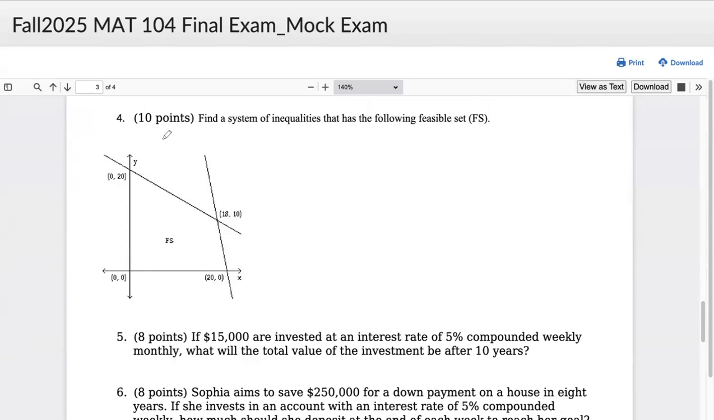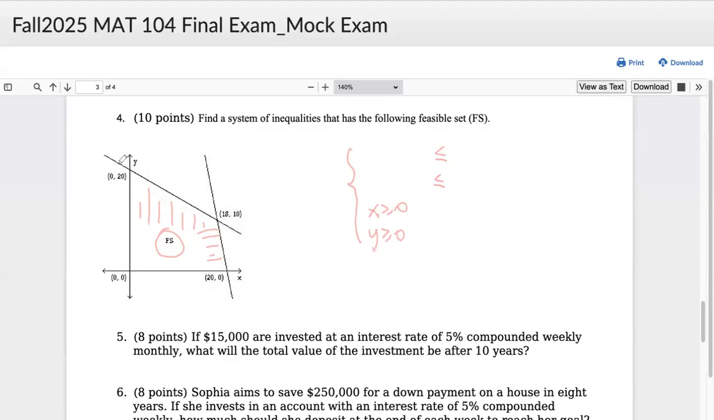Let's see 4. We want to find the system of inequalities that has the following feasible set. So the feasible set is here. It is below this line, on the left-hand side of this line. So we know for both it is less than or equal to. And in the first quadrant, we know x is greater than or equal to 0, y is greater than or equal to 0. And also for the two equations, we should have a less than or equal to sign, because it's under this top line, on the left of this almost vertical line.